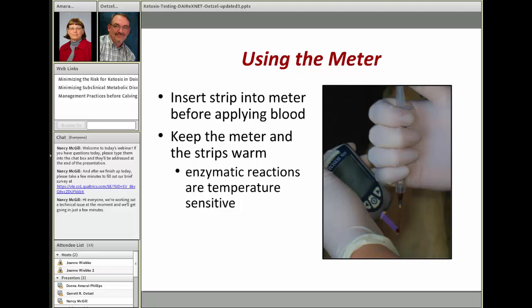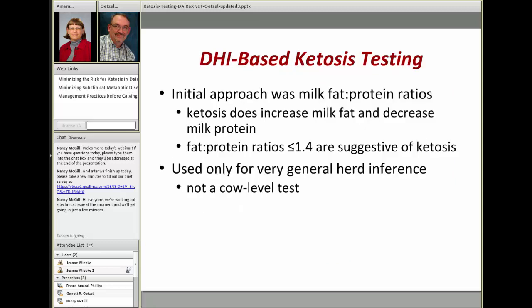Just make sure you put the strip in before you apply the blood. Keep the meter and strips warm. These are enzymatic reactions that are happening on the strips. They're very temperature sensitive. So we just keep the strips in an inside pocket, and then we're applying warm blood to it out in the barn. So it works all right. So there's our Cowside part.